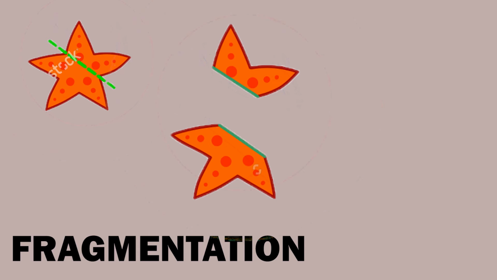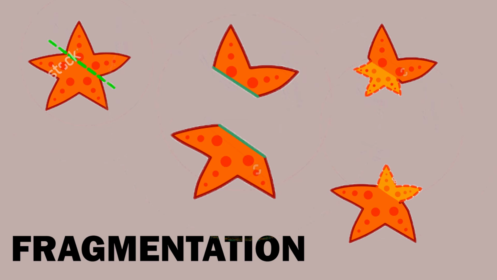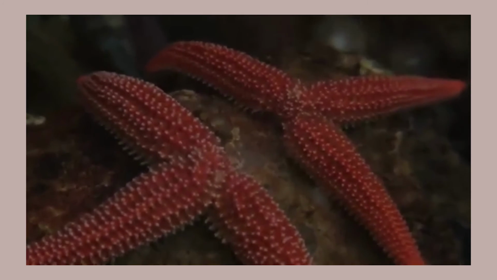Next is fragmentation. It results when an organism's body is broken into several pieces and each piece grows into a new organism, just like this starfish. Let's watch how a real starfish regenerates itself.